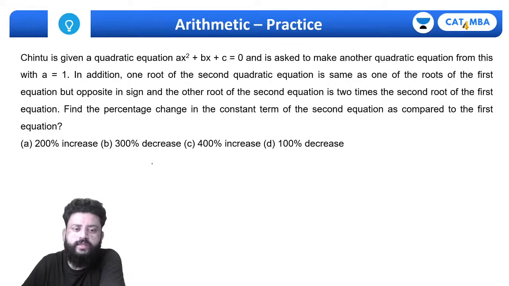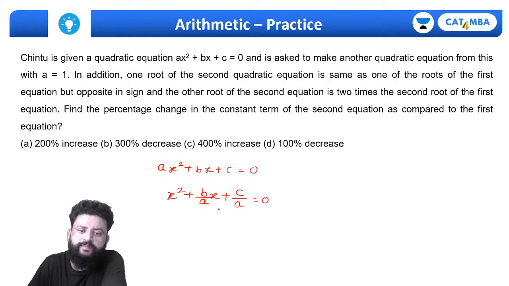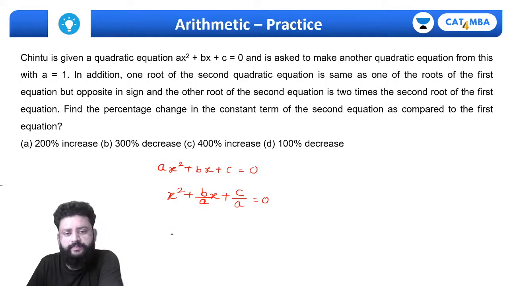So hopefully all of you must be knowing this part. Ax square plus bx plus c is equal to 0. We can write this as x square plus b by a x plus c by a equals to 0. And you must be knowing this thing.